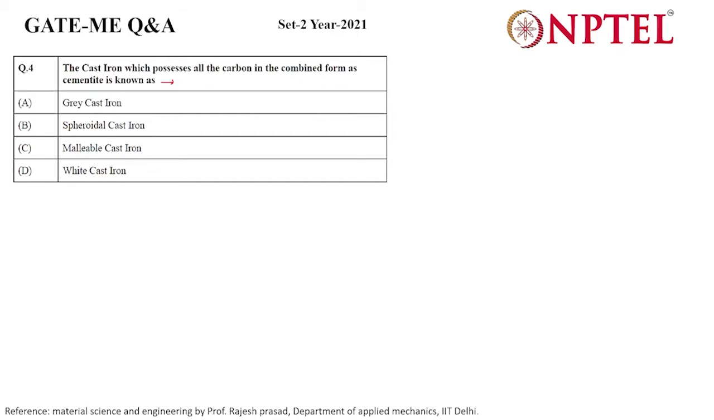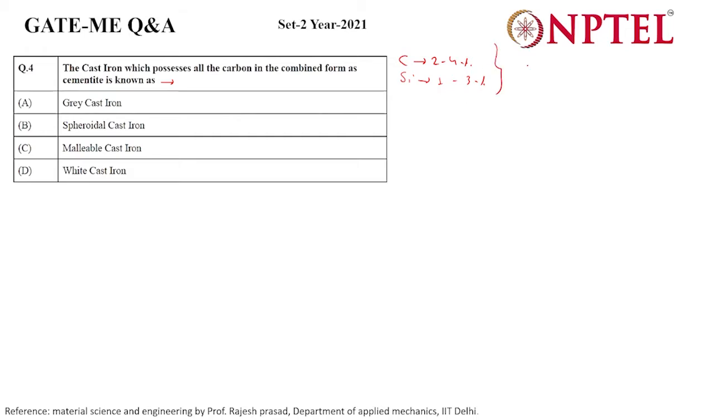So I will tell you about all of them. First is the grey cast iron. In cast iron generally two things are there: first is the carbon and another is silicon. Generally, carbon in the grey cast iron varies from 2 to 4 percentage, and silicon varies from 1 to 3 percentage.